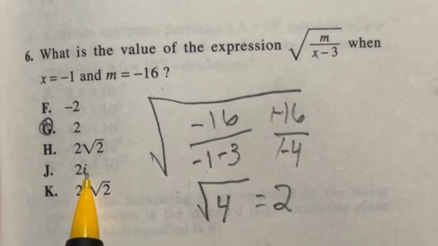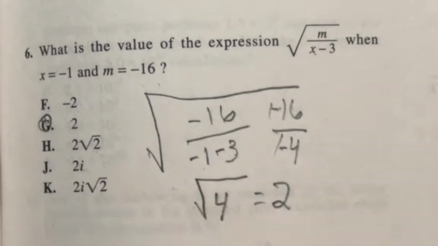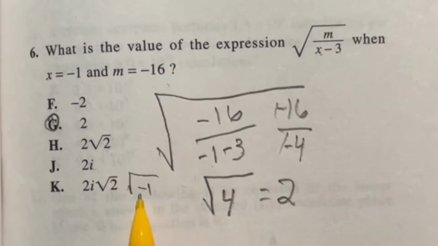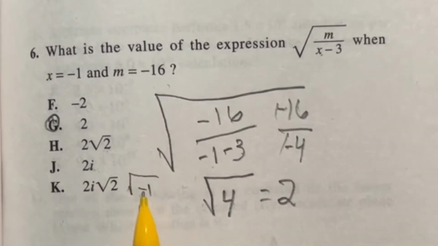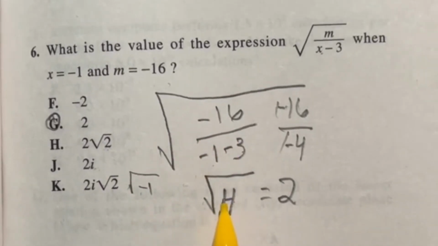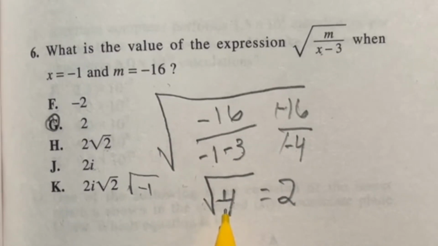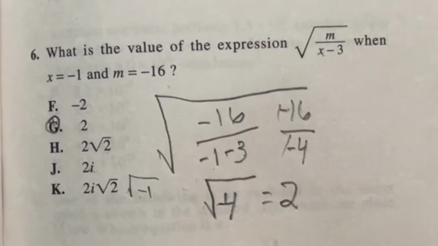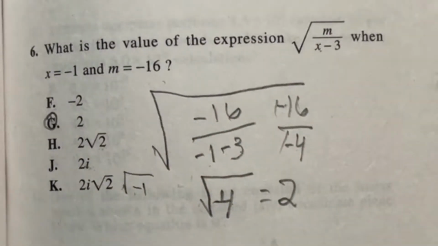And the i, remember, is if you end up with a negative underneath that square root. So if I see something like the square root of negative 1, then that means that I'm going to end up having an i in the answer. Or in this case, we did have negatives here, but if we ended up with a square root of negative 4, we would have had a final answer of 2i and not just 2. But because our negatives canceled out, we didn't have to worry about any of that here.